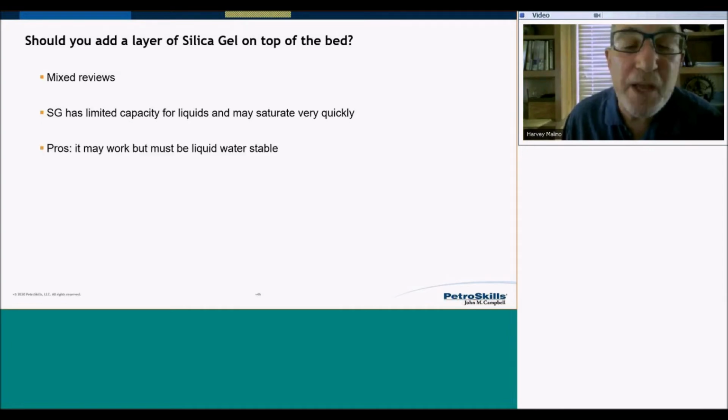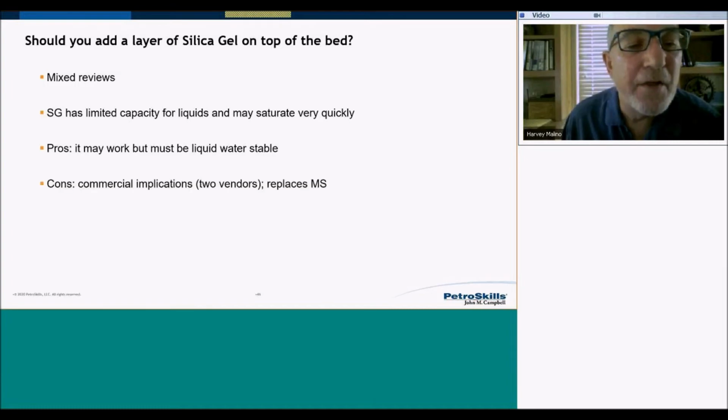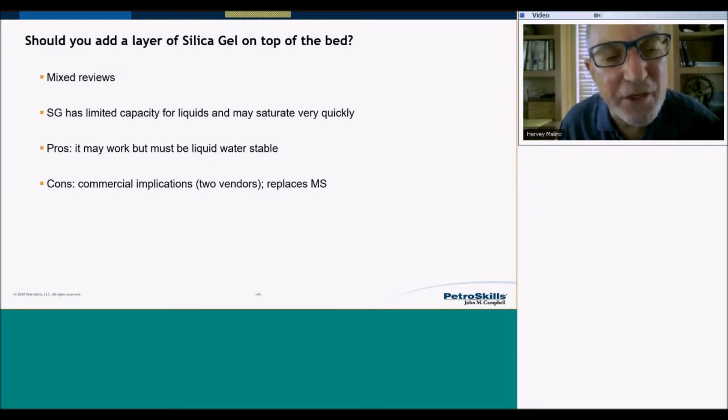The good news, it may work. And if you're going to use silica gel as a protective layer, make sure whatever you get is liquid water stable. On the negative side of the ledger is that you might end up having 2 different vendors, one vendor for the silica gel, another for the molecular sieve, and if you have a warranty claim, they may both point their fingers at each other. Also, some of the silica gel will replace the molecular sieve, which has a higher dynamic water capacity than silica gel.